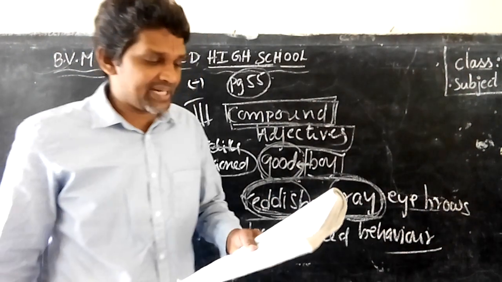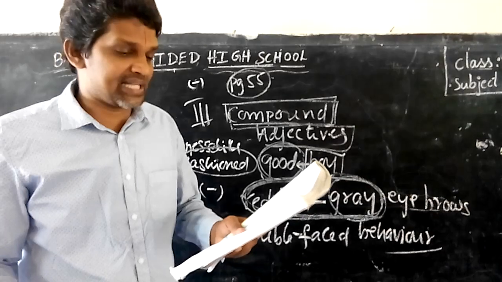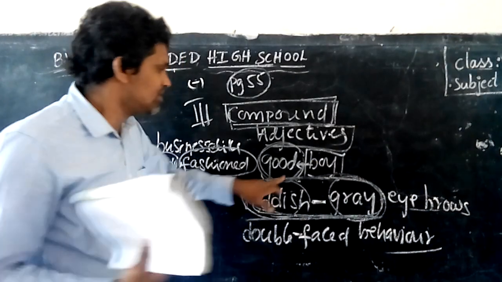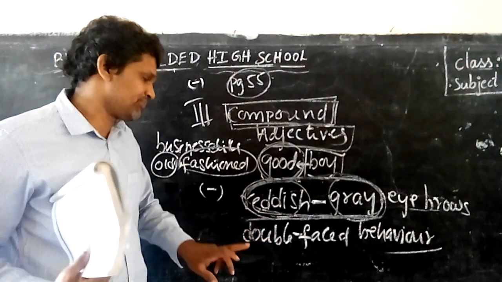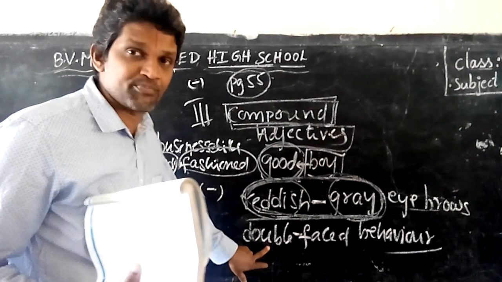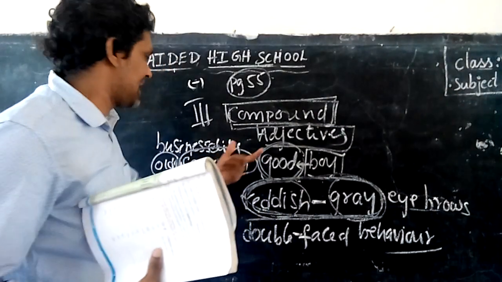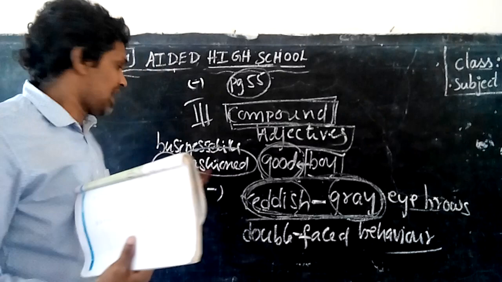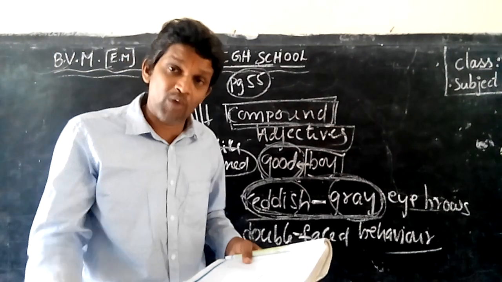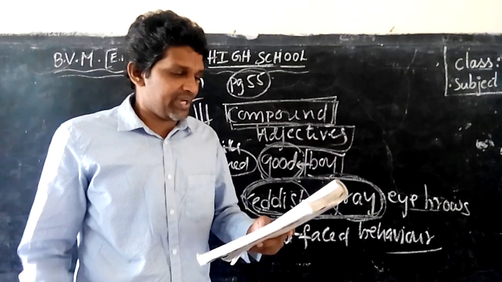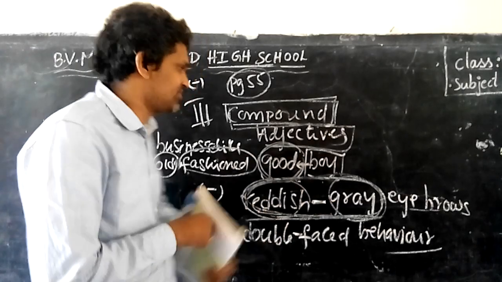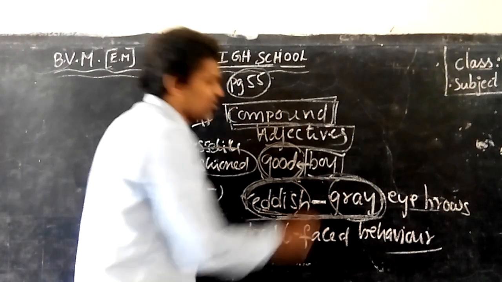So here the underlined words in the above four sentences are compound adjectives. So here reddish grey is a compound adjective, double-faced is a compound adjective, business-like is a compound adjective, and old-fashioned is a compound adjective. So in hyphened form, this is very important, hyphened form.